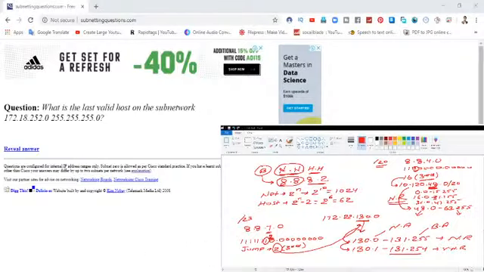Okay, right. Now the next question which we have is, what is the last valid host on the subnetwork? Again we have the subnet mask given here. Let me clear the screen so that I can explain you guys.